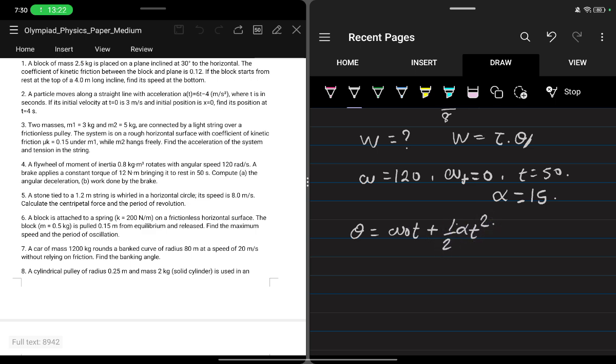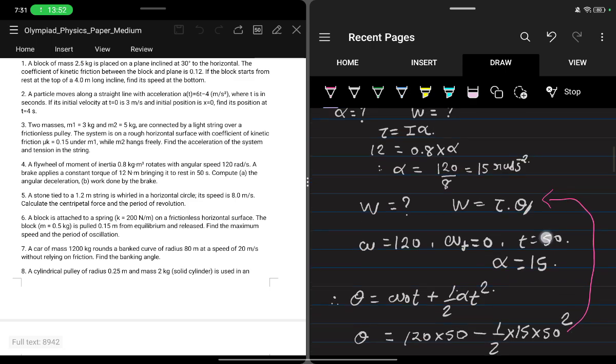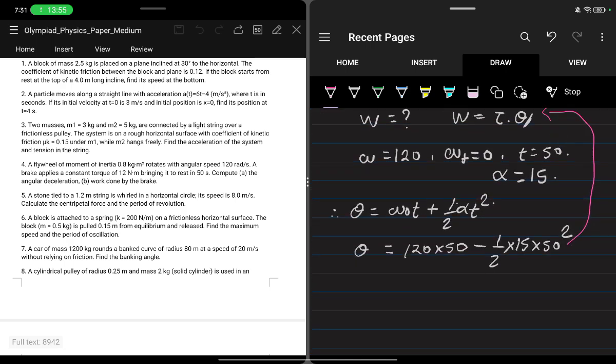Here we need to find the theta. Omega 0 is 120, time is given, that is 50, minus half alpha. What's the value of alpha? That is 15, and this is 50 square. If you plug this value of theta here, you will end up with your answer. That would be the work done in this case. Understood? I'm not solving the calculation, it's up to you. The concept is this. This was a pretty advanced question, I think.